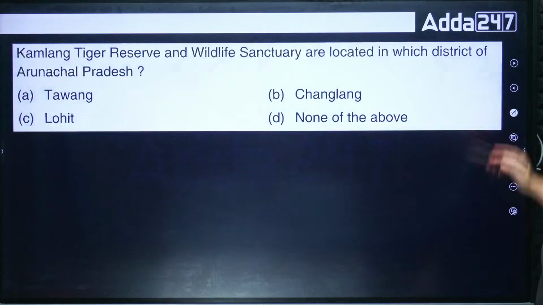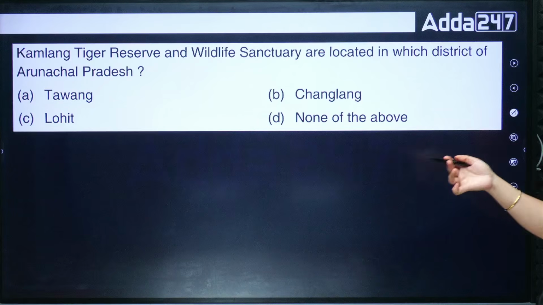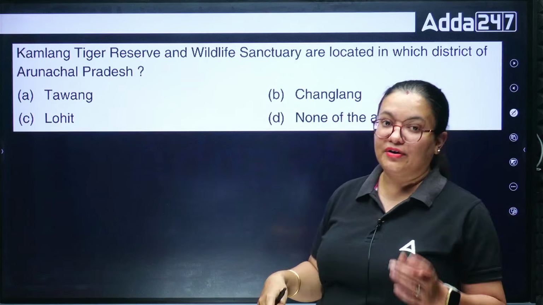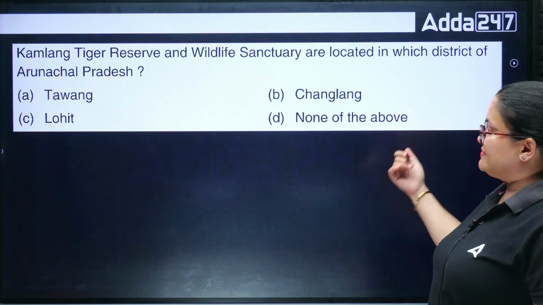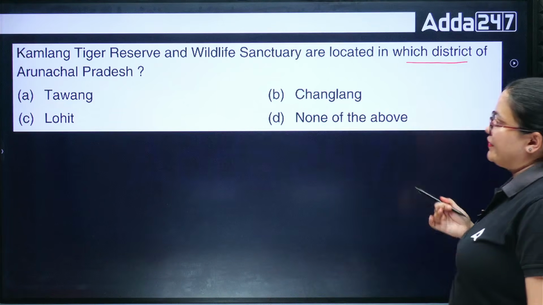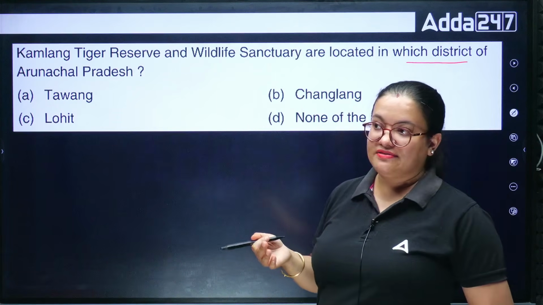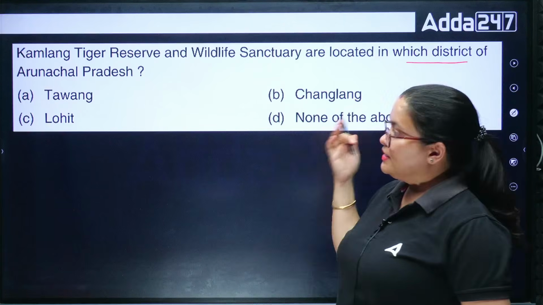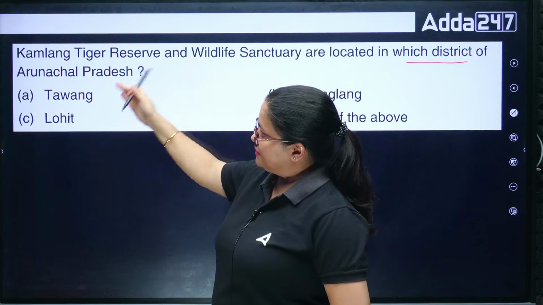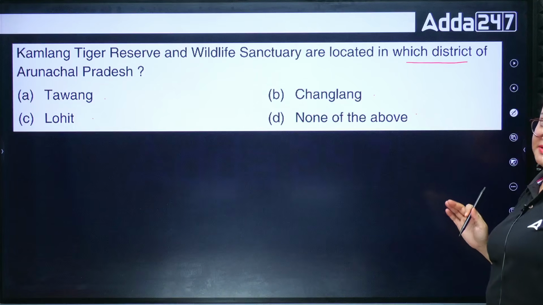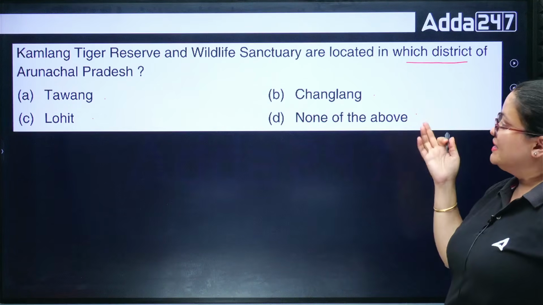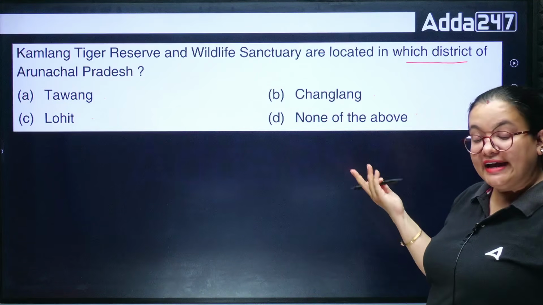Okay, next question. This question came in one of the Arunachal Pradesh LDA exams. It is Kamlang Tiger Reserve and Wildlife Sanctuary. It is one of the biggest tiger reserves and wildlife sanctuaries of Arunachal Pradesh. Now say, in which particular district of Arunachal Pradesh can we find this Kamlang Tiger Reserve and Wildlife Sanctuary: Tawang, Changlang, Lohit or none of the above?